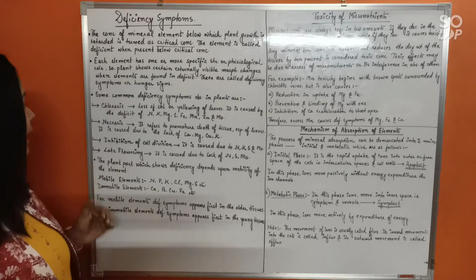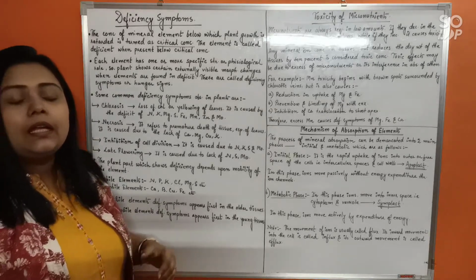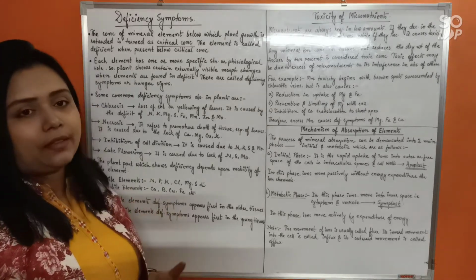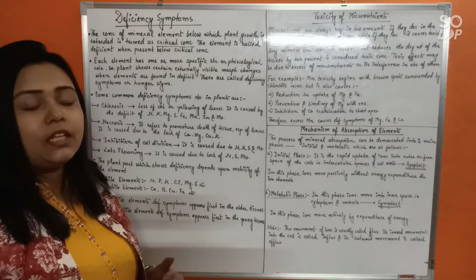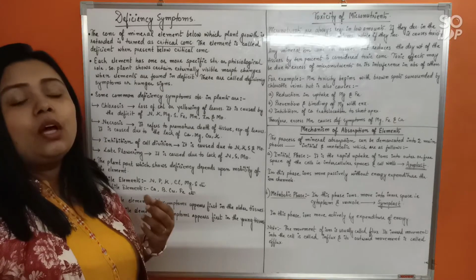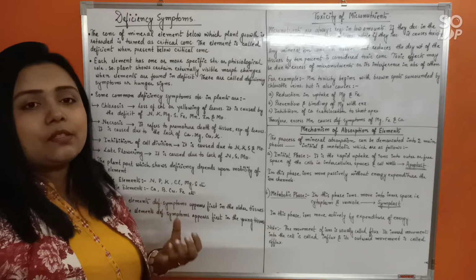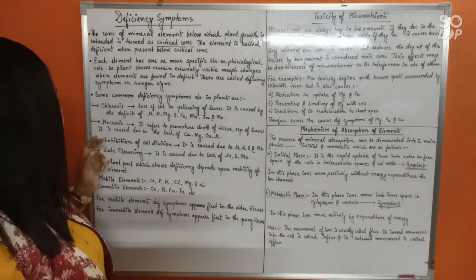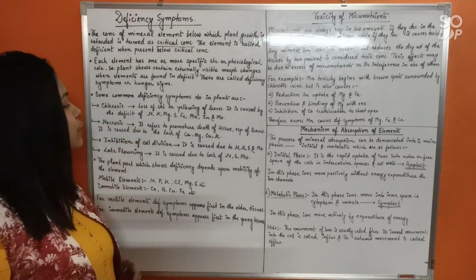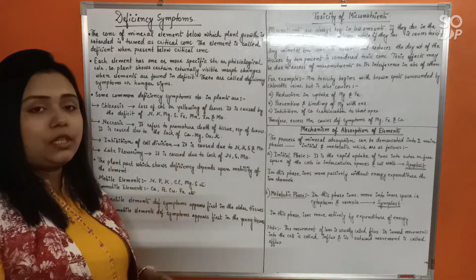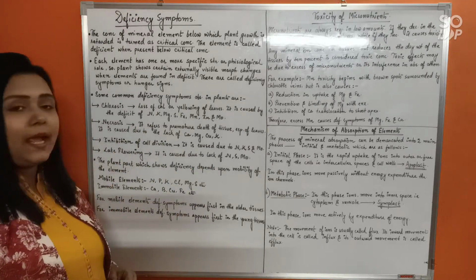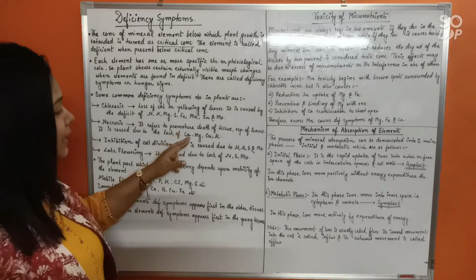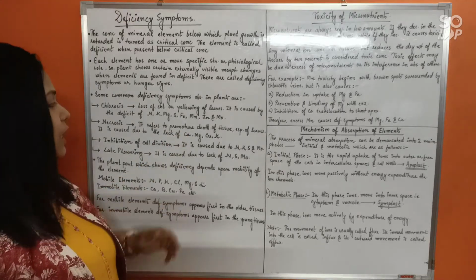Alright. Next, necrosis. Necrosis means tissue death, premature tissue death, especially in the leaves. So death of the tissues in the leaves mainly would be referred to as necrosis. Now see, it refers to premature death of tissues, especially in the leaves, and it is caused due to the lack of calcium, magnesium, copper and potassium.